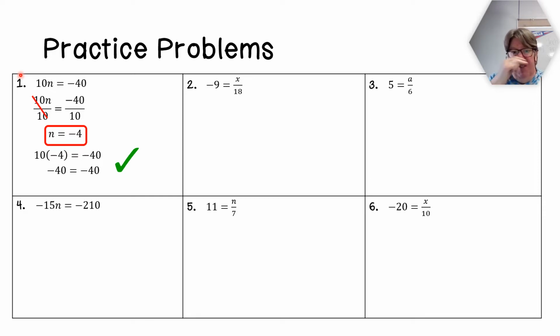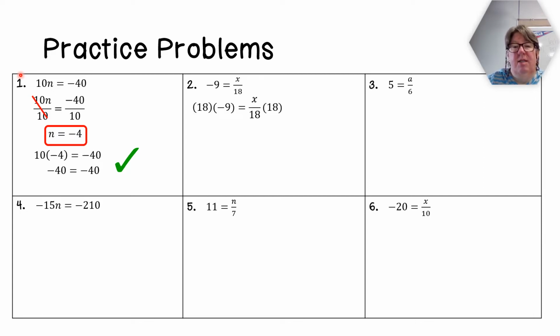Problem number 2, we have negative 9 equals x divided by 18. What's keeping our x from being alone? Well, it's being divided by 18. How do we undo that or get rid of that divide by 18? Well, we're going to multiply both sides of the equation by the denominator.